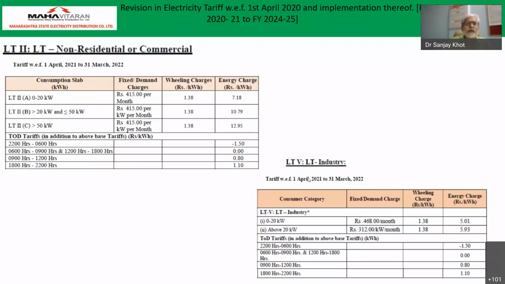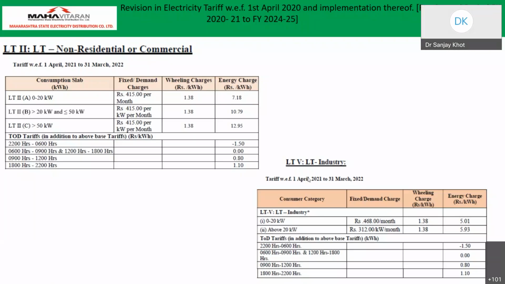Here, up to 20 kilowatt the rates are different. Between 20 to 50, the rates are different. Above 50, the rates are different. Now again, here there is no telescopic, so the rates are fixed from 0 to any electric unit. So here the rates are 7.18 and the fixed charges are 450.